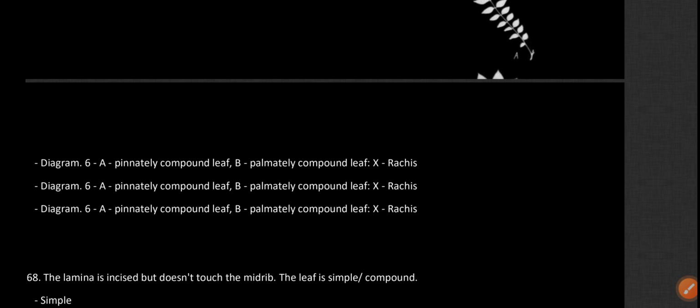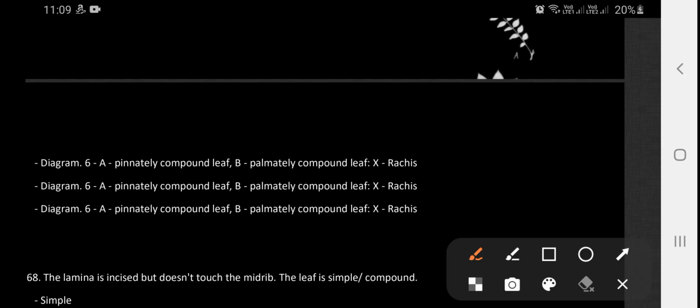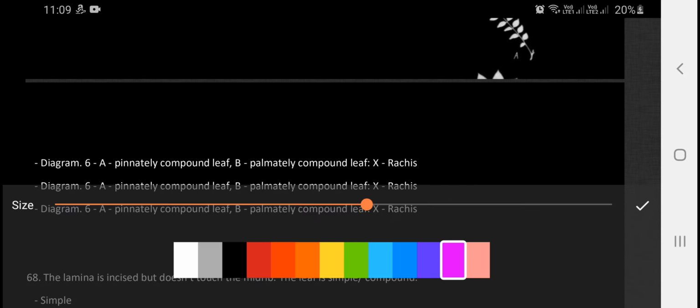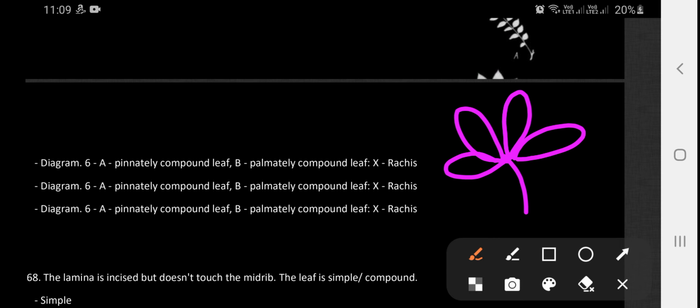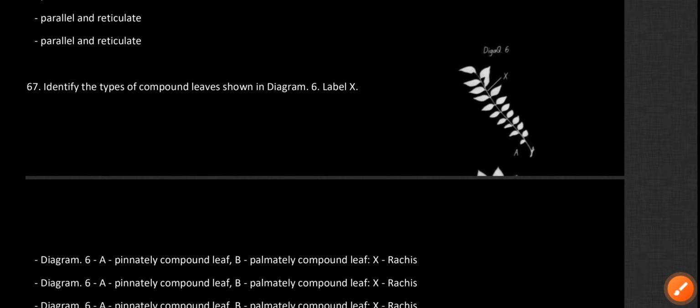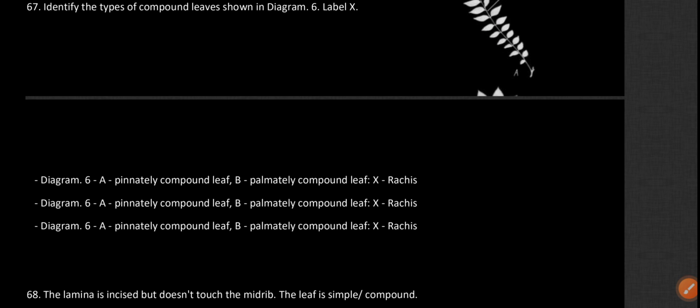A is pinnately compound leaf and B is palmately compound leaf. Palmately compound leaf looks like this. X is rachis. A is pinnately compound leaf, B is palmately compound leaf and X is rachis.